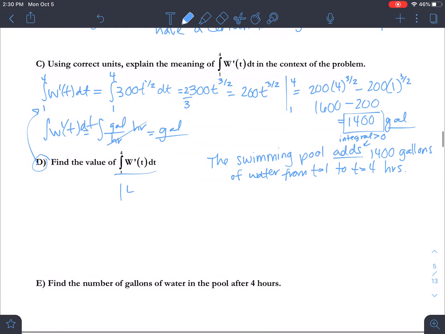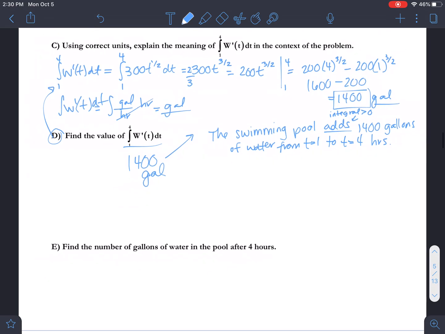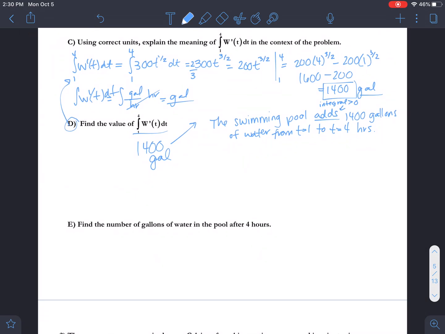All right, so nice thing, we already did this. 1,400 gallons, that's from right up here. Okay, and last but not least, we'll finish this up here. Sorry, I know this is a bit of a lengthy video. Okay, very last problem, find the number of gallons in the pool after 14 hours. So we want to find overall that net change.